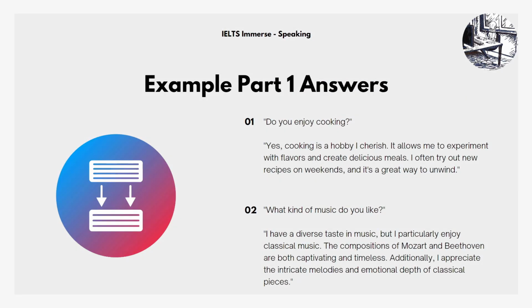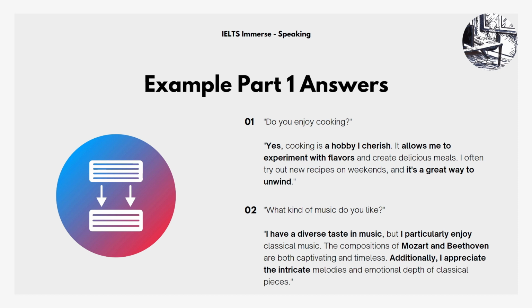On your screen now are 2 example part 1 answers. The questions: do you enjoy cooking? And what kind of music do you like? As you see, there are answers there which are the right length in terms of answer. Also, there is a little bit of a structure there. You can highlight what you think is part of the structure, and I'll talk about it very shortly.